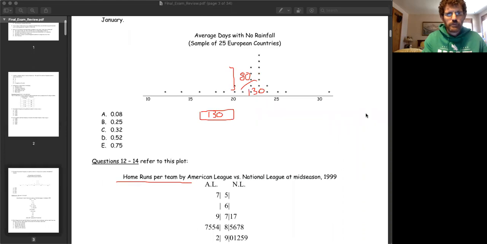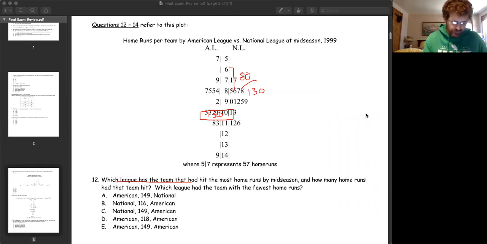Again, just jumping around a bit. If you want to come back to any of these questions, certainly ask questions along the way if I say something you didn't understand. But if you want to come back to any of these that we went over, we can do that. All right, I wanted to show this one because it's a back-to-back stem plot, also called a stem and leaf.